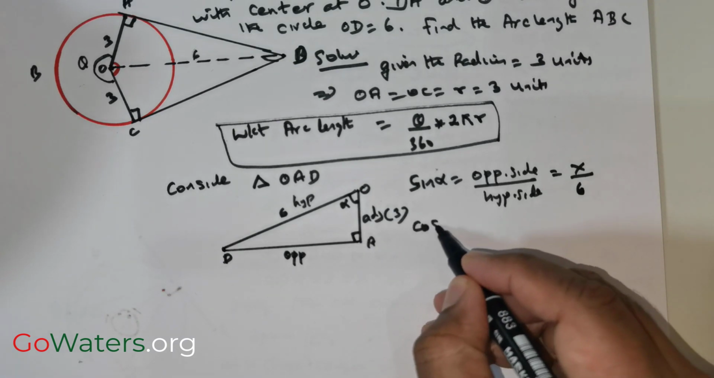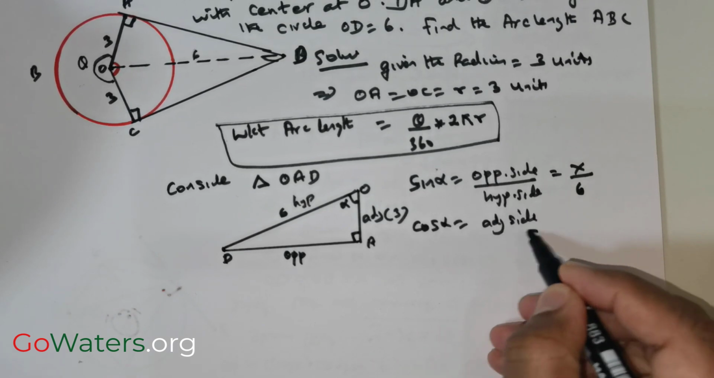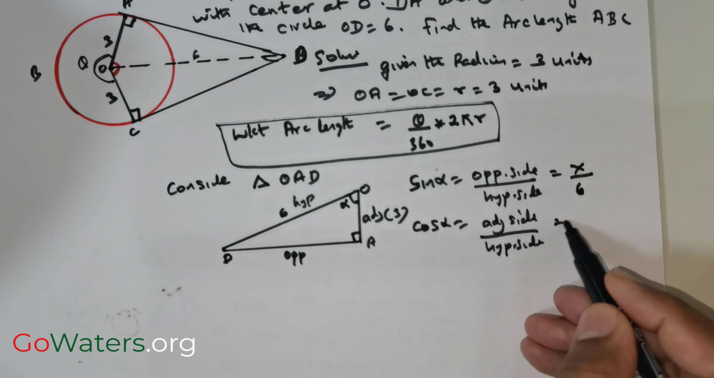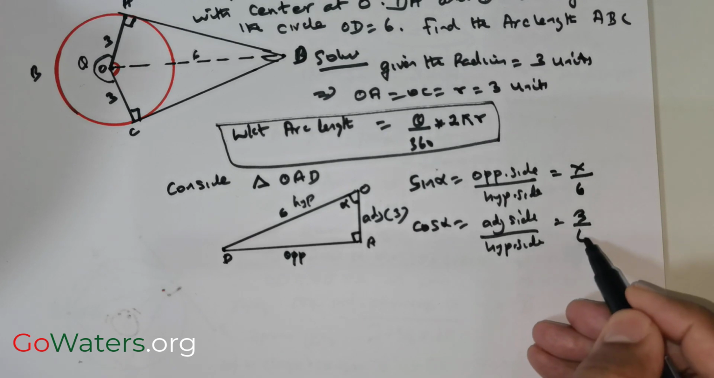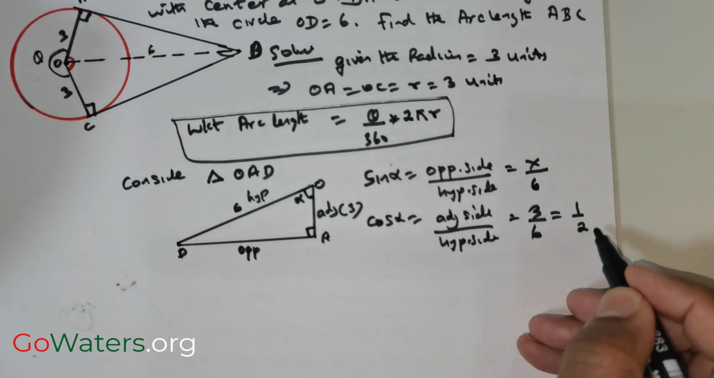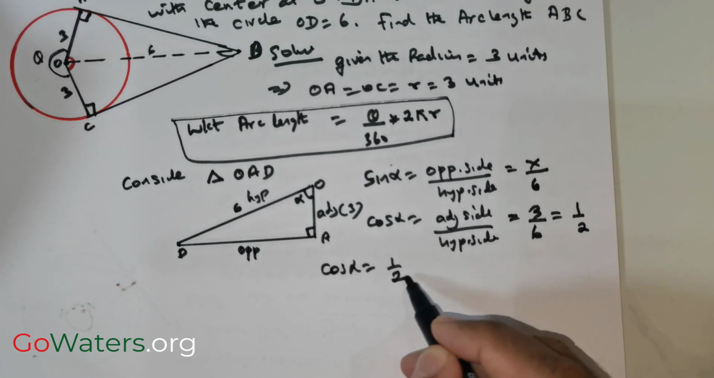So let me go to cos alpha and see what we got. Cos alpha is nothing but adjacent side divided by hypotenuse side. So this is the formula. The adjacent side is 3 units, and my hypotenuse is 6 units. Clearly observe that 3 over 6 would give us 1 over 2. So from here I can state that cos alpha is equal to 1 over 2.